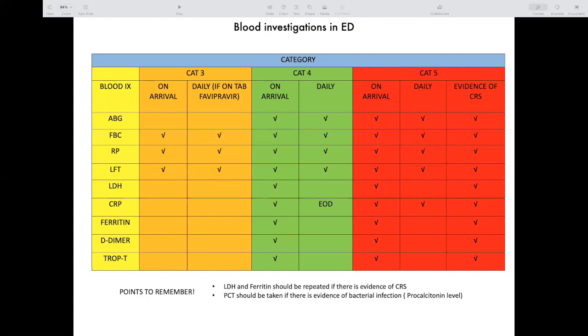On top of that, for Cat4 patients, we need to take LDH, CRP, ferritin, D-dimer, and TRPT as well to monitor the progress. For Cat5 patients, as we can see here, the difference is that daily we need to repeat the CRP, because from here, generally, we can know whether the patient's condition is improving or not based on the daily CRP trend.